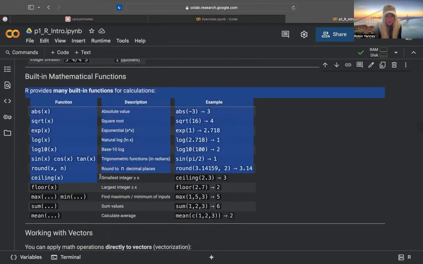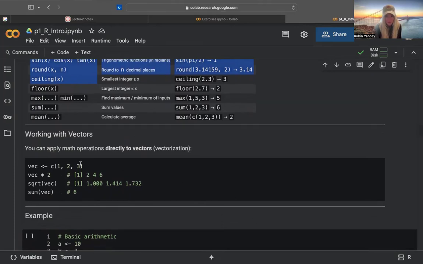And built-in functions for math. These are going to be very important. Absolute value, the square root, log, trigonometric functions, rounding. We can put in the number and then how many decimal places we want to round it to. Ceiling, round up. Floor, round down. Max and min, find the maximum and minimum of different inputs. The sum, the mean, so the average.